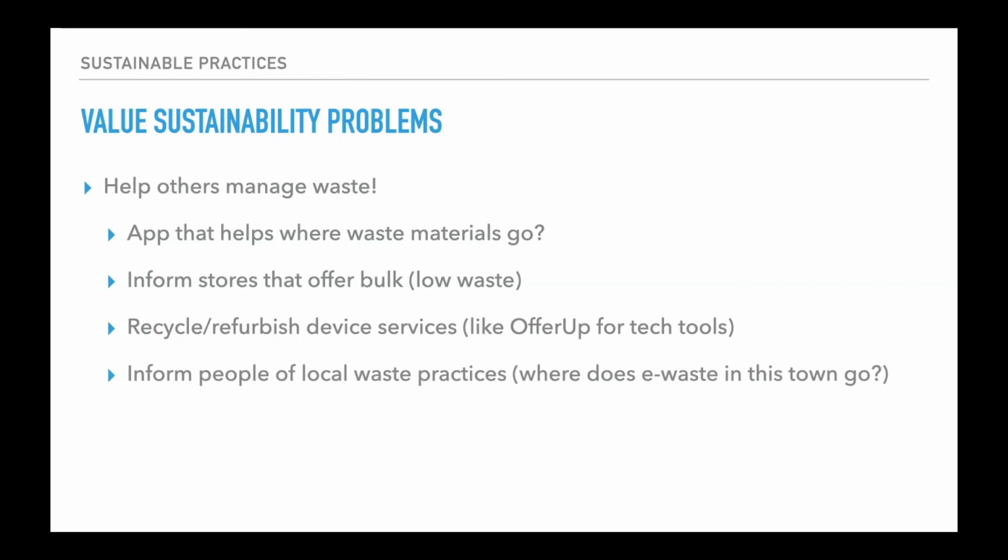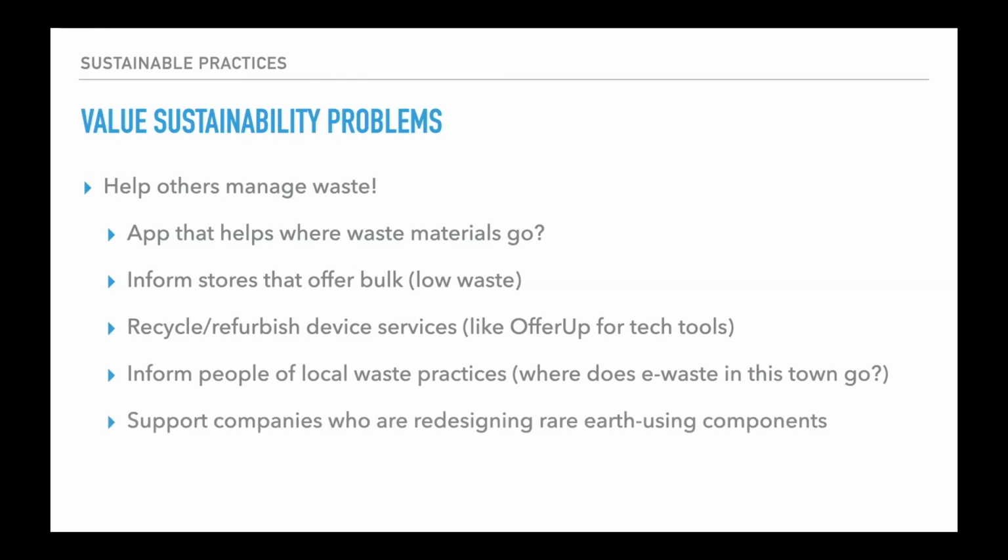Maybe you're informing people of what the local waste practices are, right? It's GPS based. And so when you're in a new city, you can learn, here's how you get rid of the recycling. Here's how you get rid of trash. This city has compost, so when you're at your Airbnb, you could use this.